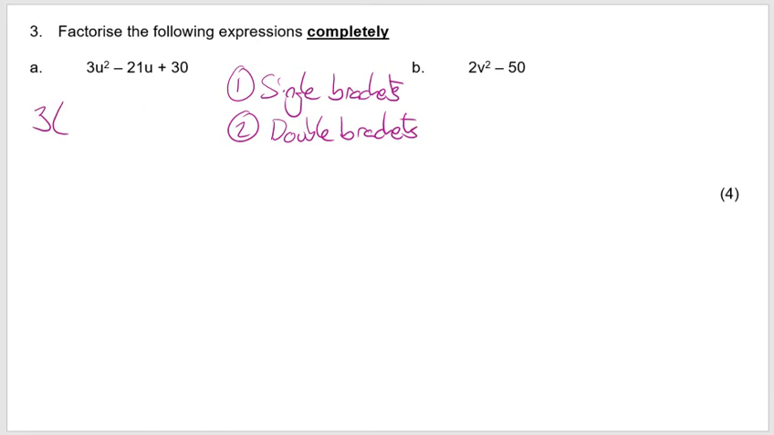So we're going to start by taking 3 out of a single set of brackets, leaving us with u squared minus 7u plus 10. Beyond this, I now look at the expression left within the brackets and say, right, can I put this into double brackets? The answer is yes, with our leading terms being u, and then -5 and -2 being the remaining terms. Do not go beyond this step.